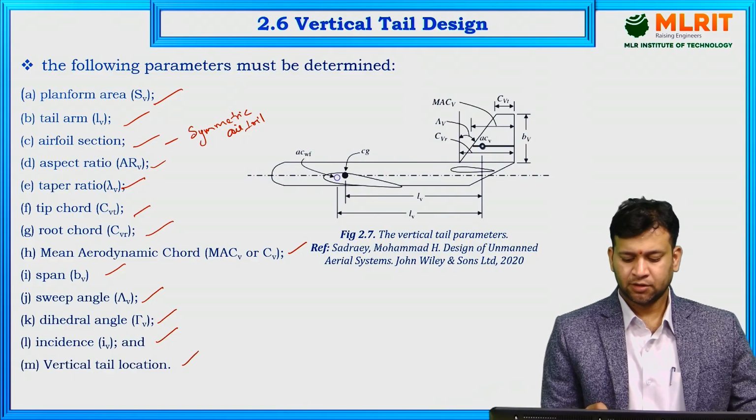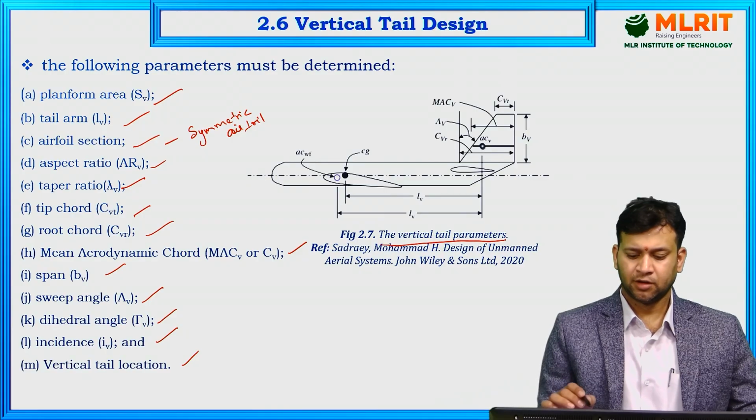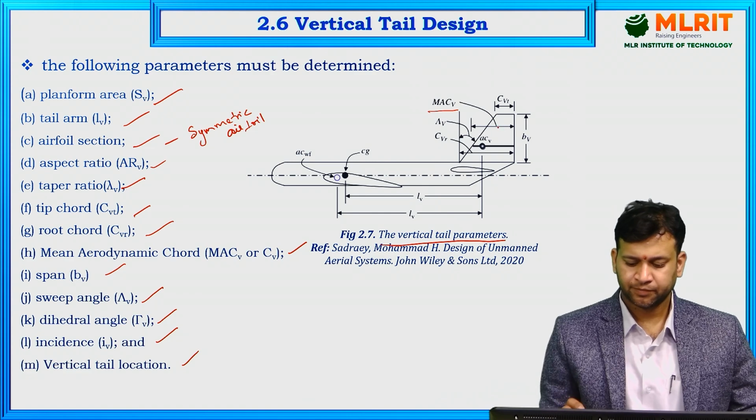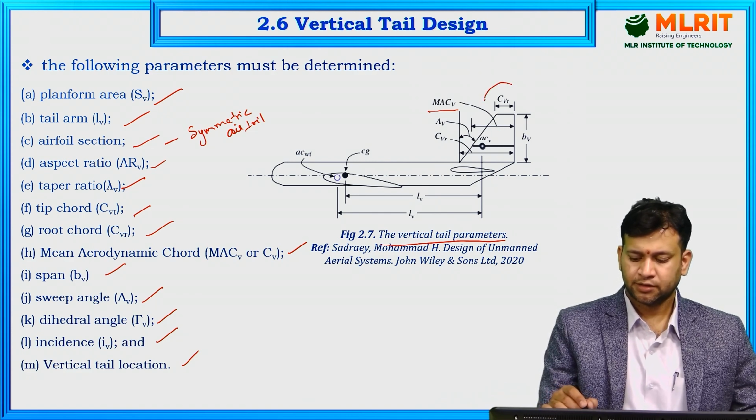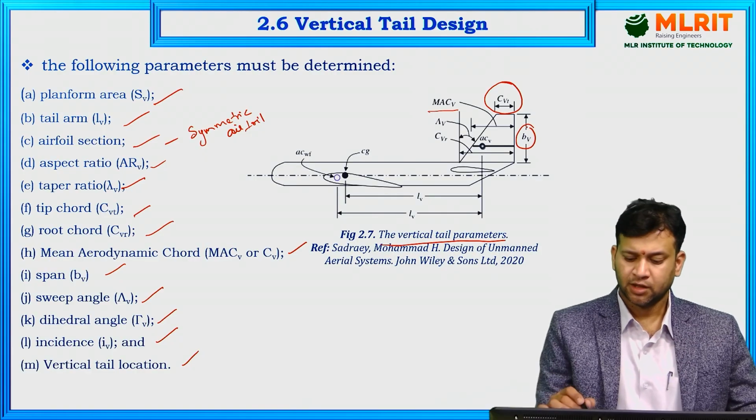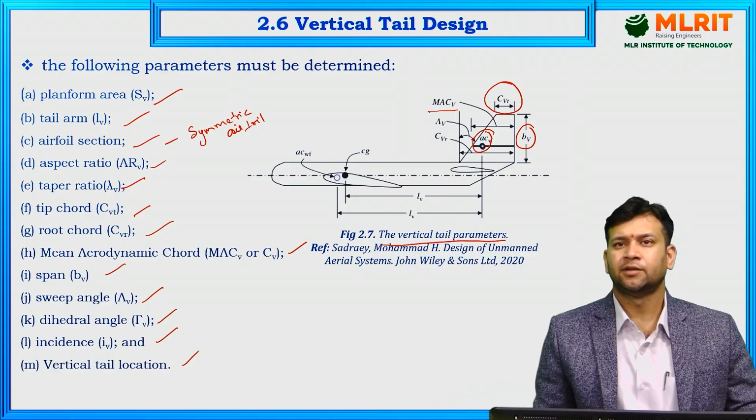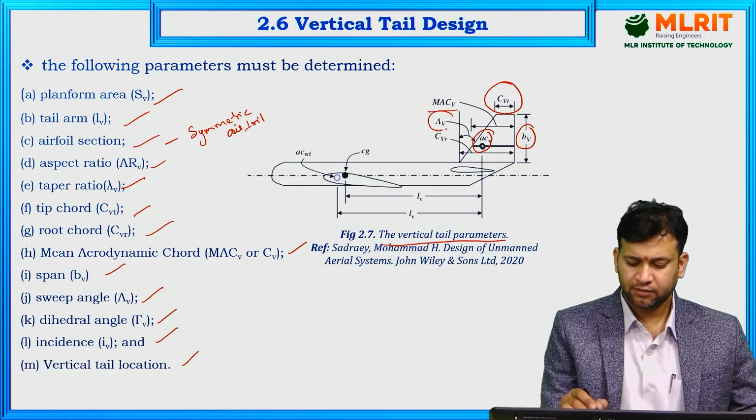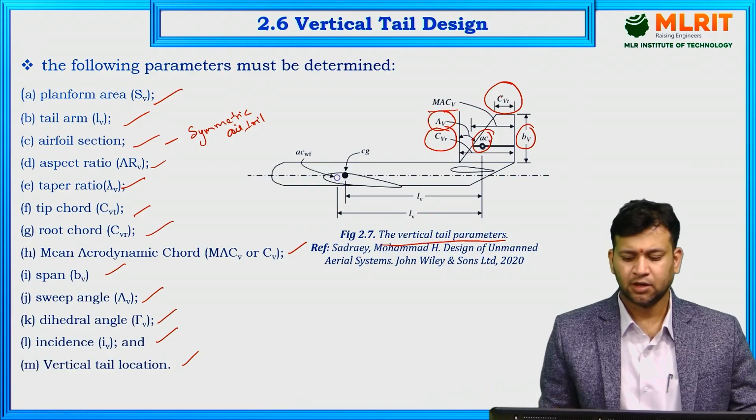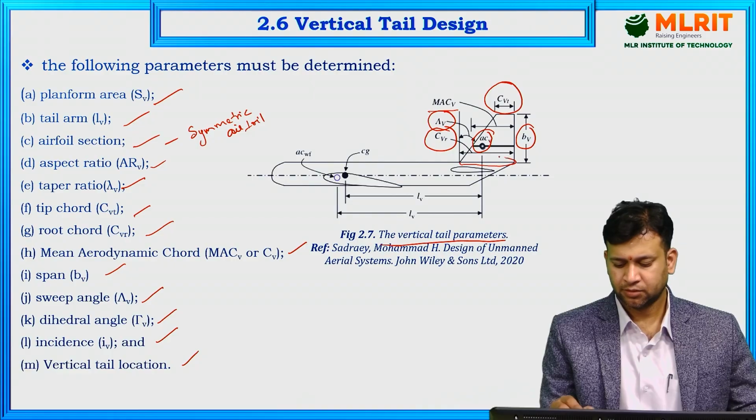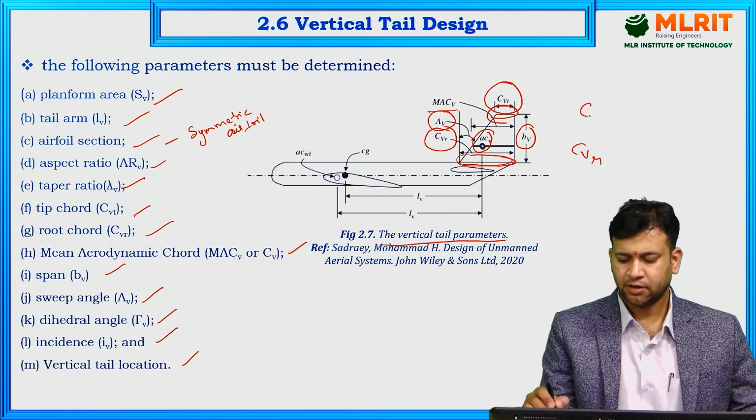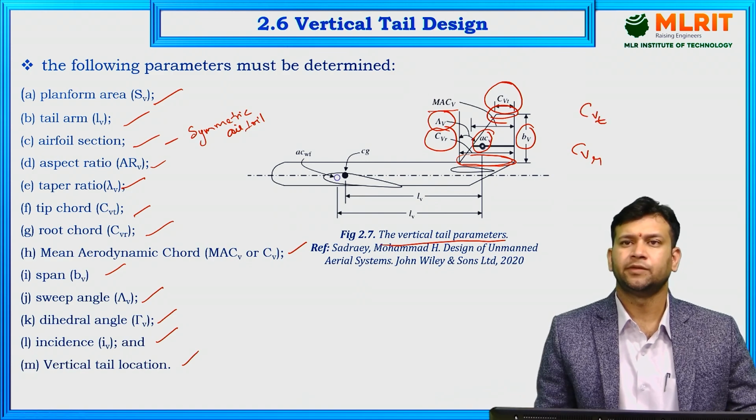This figure shows the vertical tail parameters. This is mean aerodynamic center of the vertical tail, which is here. This is CVT. This is span of the vertical tail. This is aerodynamic center of the vertical tail. This is the sweep angle. This is CVR. Root. This part is root, denoted by CVR. This part is tip, CVT.